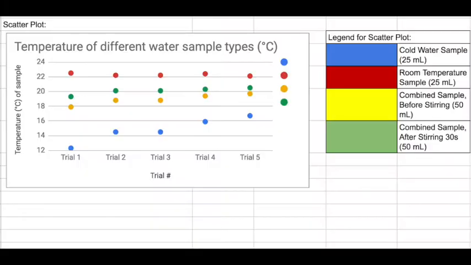From our data and scatter plot, we could easily see how the overall temperature started increasing gradually every trial. This was most likely due to the fact that the cold water samples were warming up because they were spending time outside of the fridge at room temperature while we conducted the whole experiment.